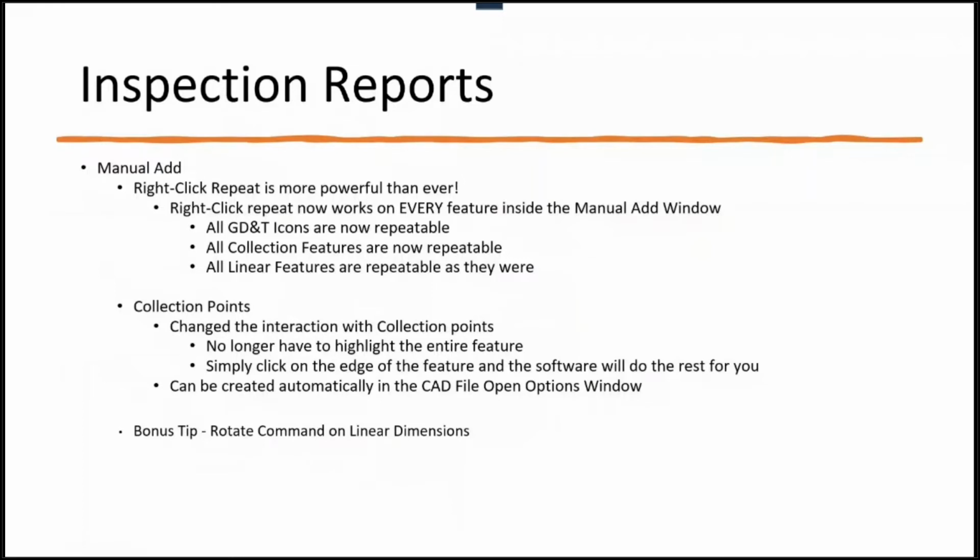Another thing that they changed for the better is collection points. In the previous versions of software, you had to highlight entire features in order for you to create a collection point out of it. And if you missed one open CAD entity, it blew up with an error message and kind of caused some fuss. Now, as long as it knows that that is an entirely enclosed feature, all you have to do is click on the edge of the feature and it automatically creates a collection point at the center of it without having to do anything. It is going to be so much faster.